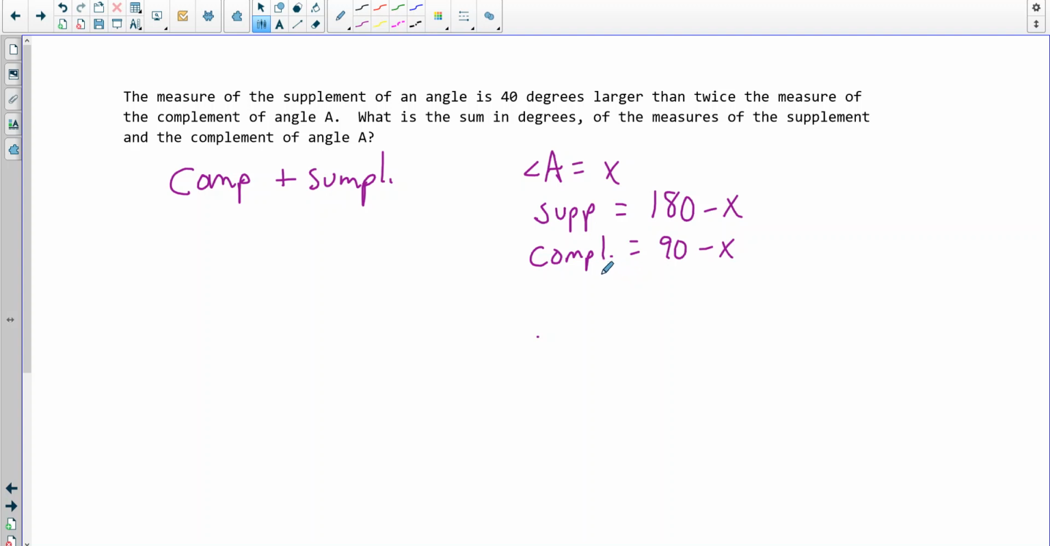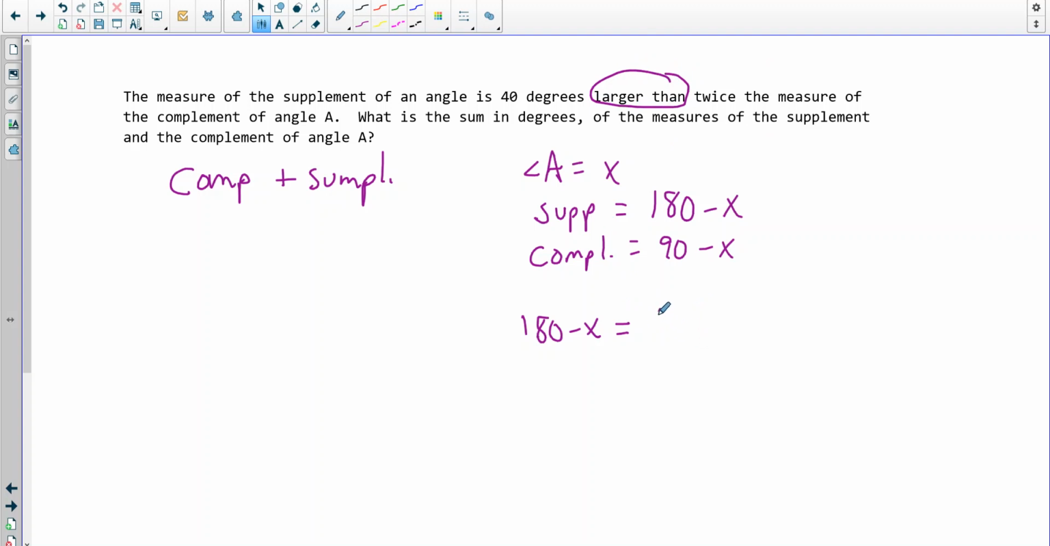Now we can think about this in terms of the information that I was given. It says the measure of the supplement, so the measure of the supplement is 180 minus x. It says "is," which is an indication for equality, 40 degrees larger than twice the measure of the complement. If it's 40 degrees larger, then that means that the complement has to get bigger, and you get bigger by adding. So it has to be, and again, "larger than." Remember, anytime you see those "thans," usually you want to tag that onto the end.